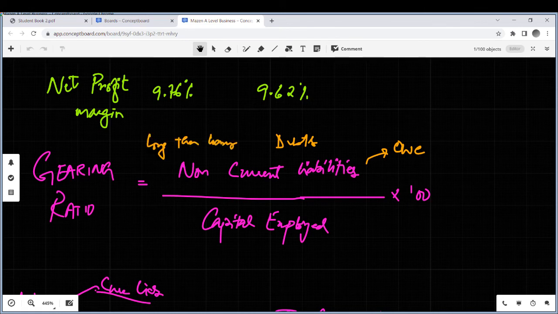So when I'm calculating this gearing ratio, I am saying, what is the total money that is available with the business for investments? Every business makes investments, and from those investments it makes money, right? So what is the total money that is available with the business for long-term investments? That is capital employed.